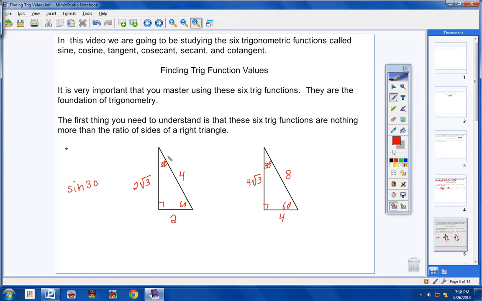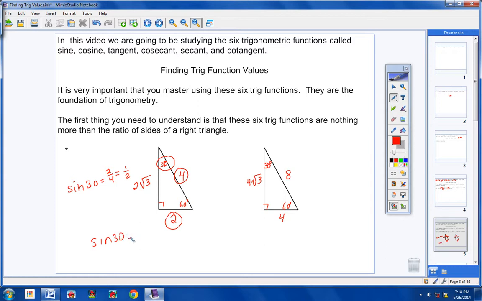And here's 30 right here. If I said find the sine of 30, and let's just say you put this. Let's just say you put 2 over 4. Now, I'm not saying that is or is not the correct ratio, but if I asked you to find the sine of 30, and let's say you took this side and put it over this side, notice what you get for your answer. You get 1/2, 2 over 4. Now come over to this triangle here.